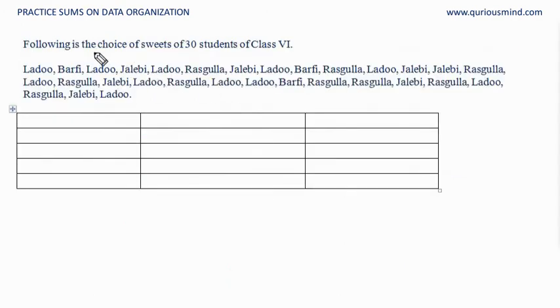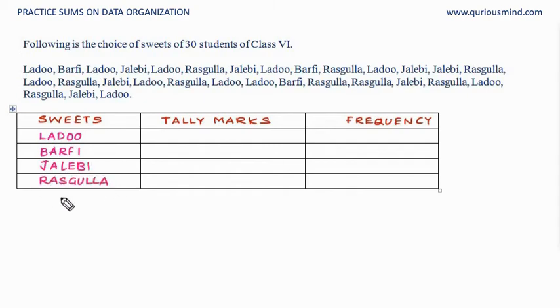Following is the choice of sweets of 30 students of class 6. Let's organize them in the frequency table. First is the category. Category here is going to be sweets. Here we are going to have tally marks. And in this column we will have frequency. The sweets which we have are Laddu, Barfi, Jalebi, Rasgulla.